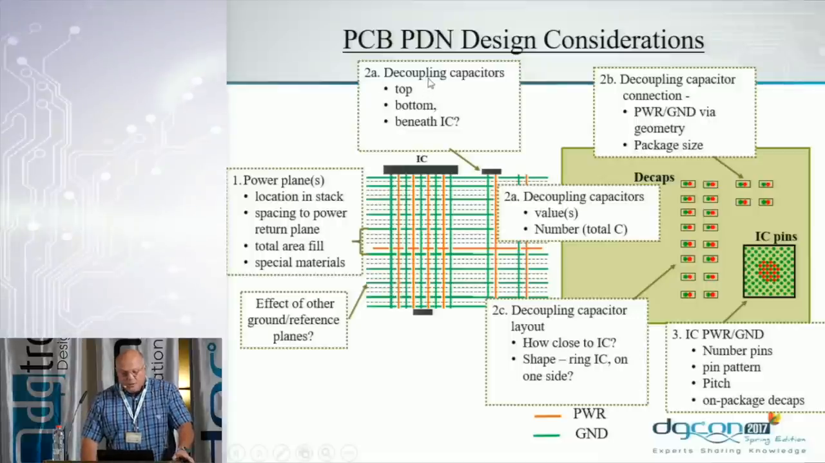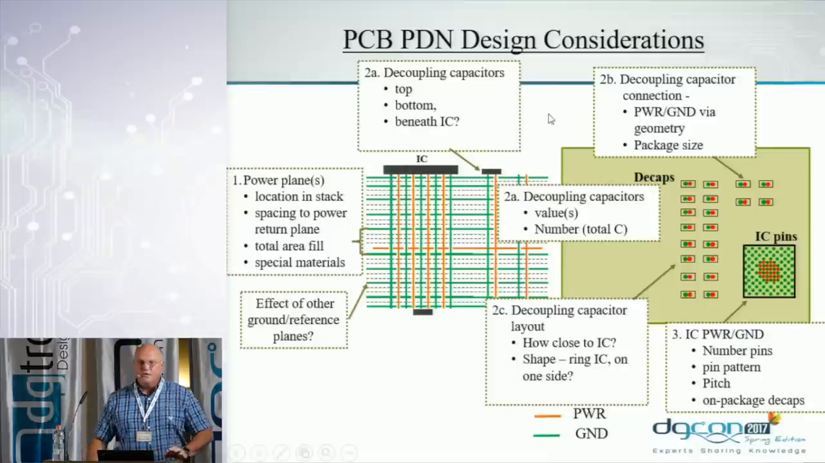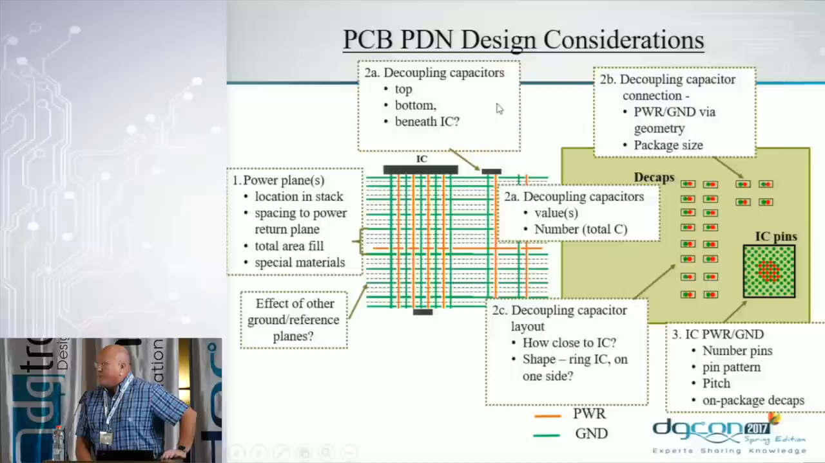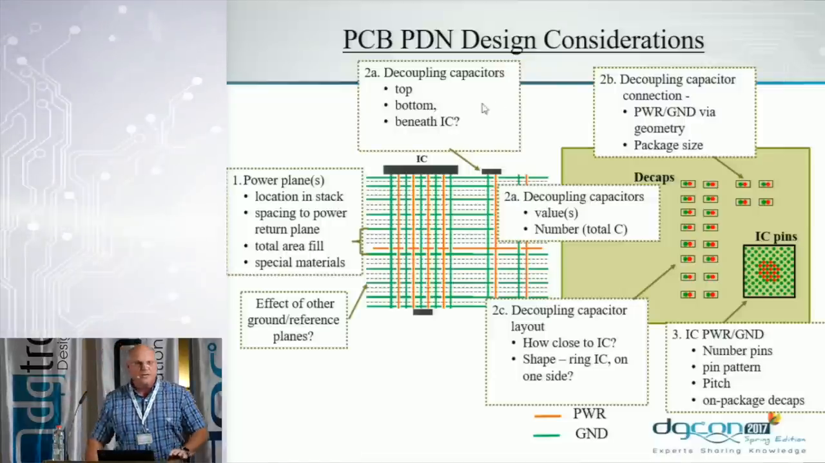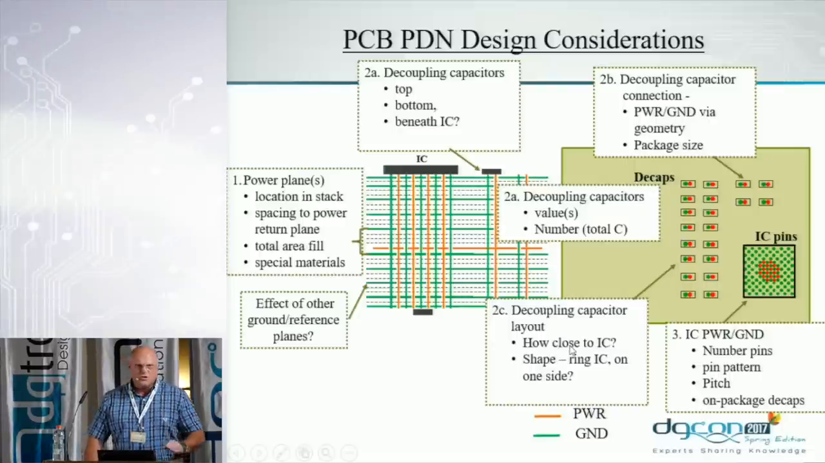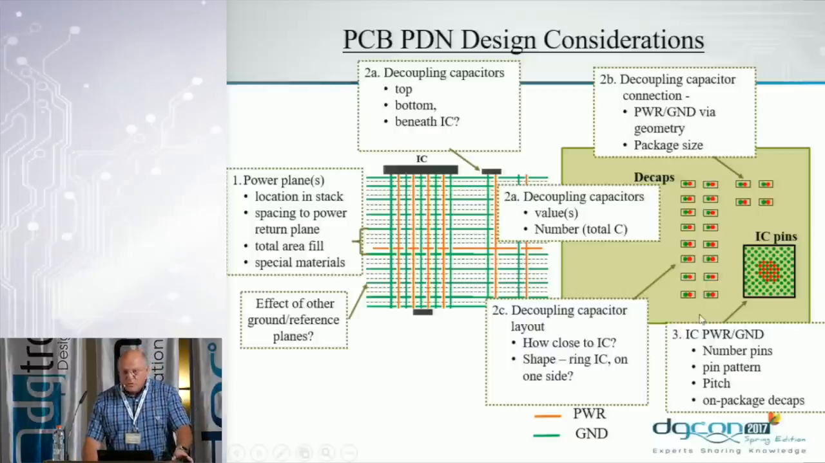The other category is related to the decoupling capacitors, and the laundry list with the decoupling capacitors is even longer. If my wife gave me a grocery list this long, I'd only come home with half of it on any given day. So where to put these decoupling capacitors? What's the value, what's the total number? How do we connect them? Do we put them close to the IC? Can we clump them in one location? Just a whole laundry list of things.